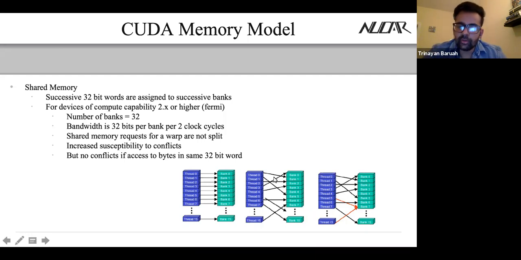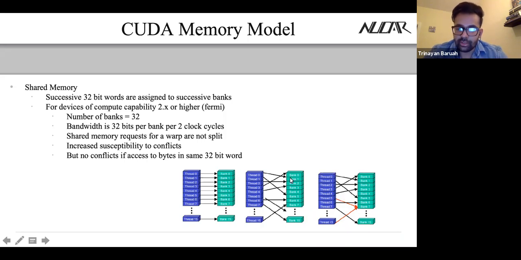So let's take a look at the second figure here, right? You can see that thread 0 is accessing bank 0, and thread number 3 is also accessing bank 0. These two accesses will be serialized because the bank cannot service both these threads at the same time. That's important to know, and that's harmful for performance. And similarly here, thread 5 and thread 15 are accessing the same bank. So that is bad for performance.